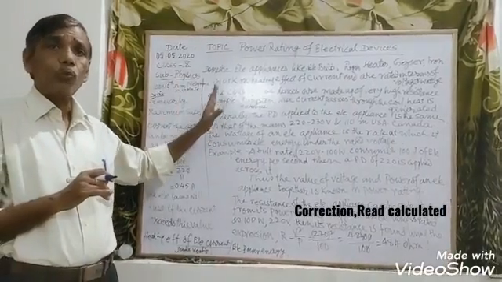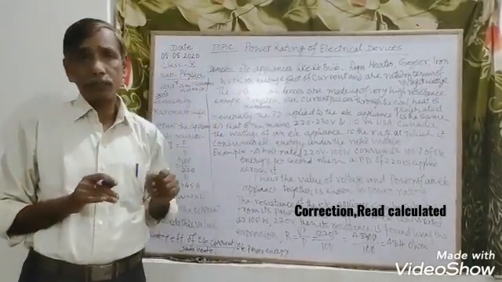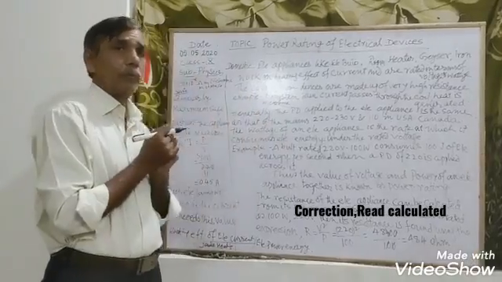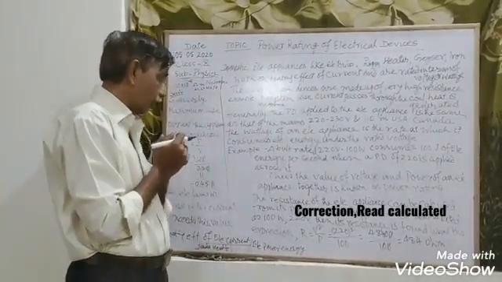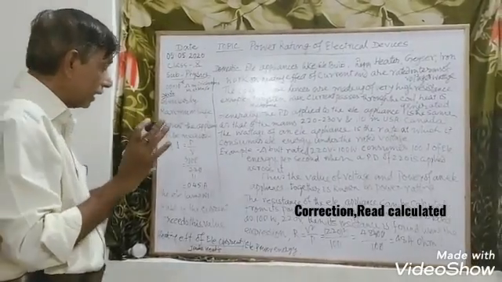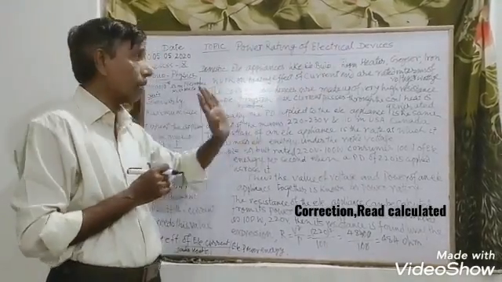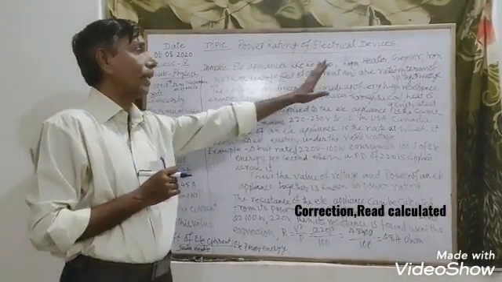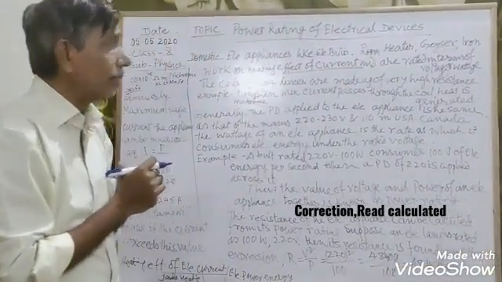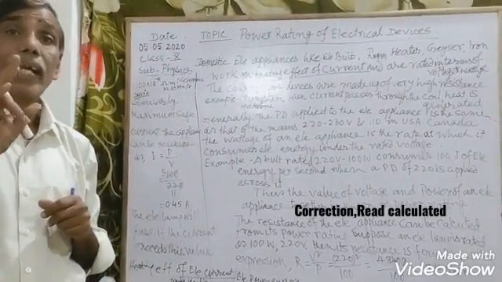All these appliances work on the heating effect of current, as you have already studied, or Joule's effect of current. Joule's heat or the heating effect of current you have already studied. So all these appliances work on the heating effect of current, and they are rated in terms of voltage and wattage.